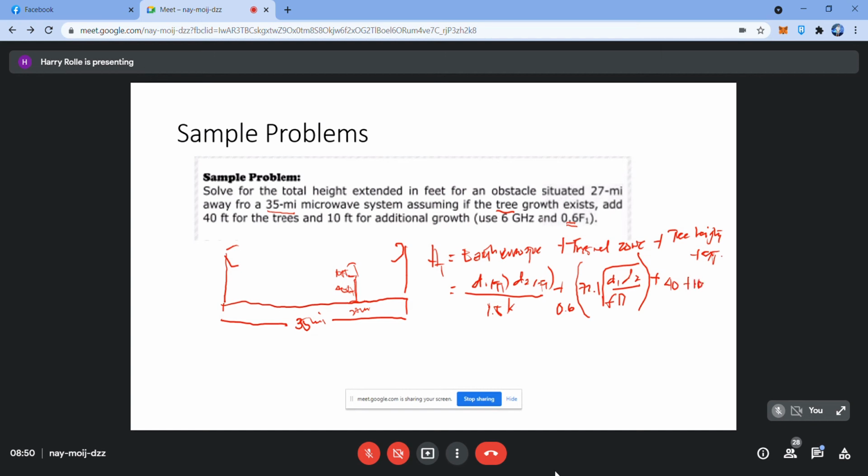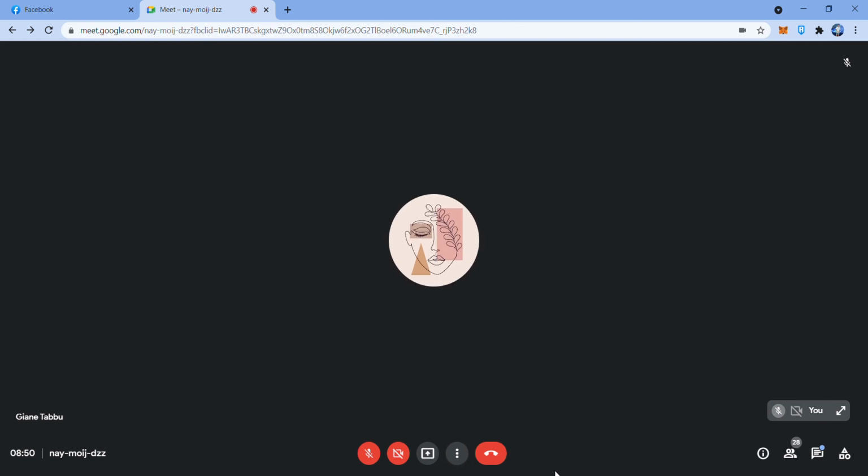Anyone? Can you answer? What is the answer here? What we'll do is, what is our D1? D1 is 27, multiplied by D2, which is 35 minus 27. How much is 35 minus 27? Eight.